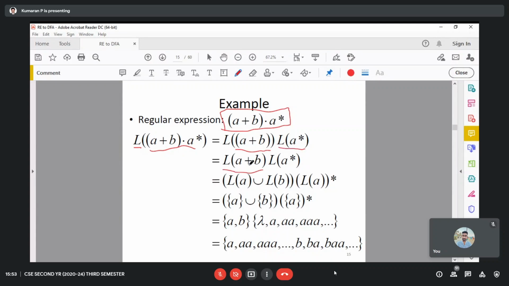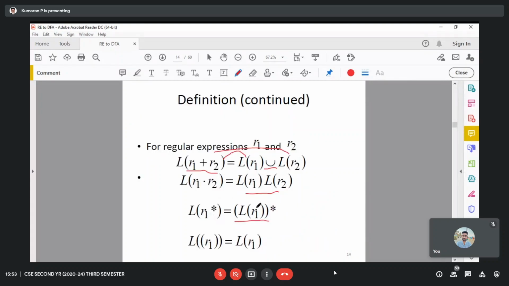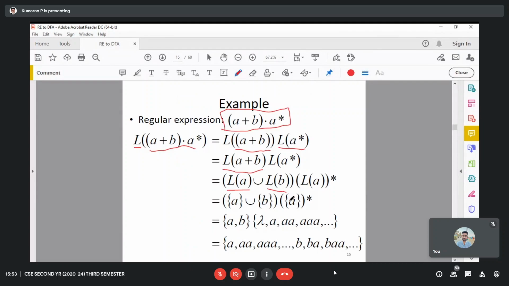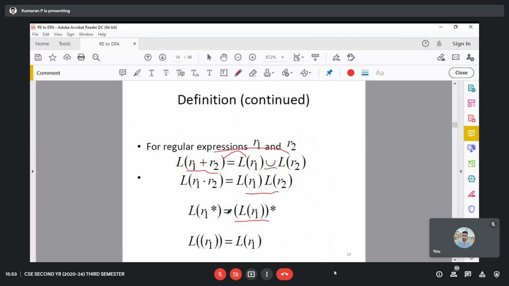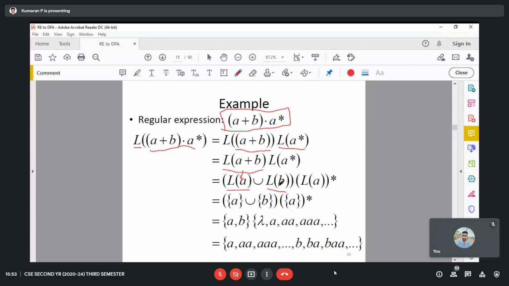And between these two, what operation do I have? Concatenation operation. Then L of a is a separate component, L of b is a separate component, with a union between them. Then what is L of a star? L of a star will be written like L of a whole star. What is that meaning? All combinations of a. Now I can come to the left hand side. L of a is what? Only one input. One input means what is the answer? A alone. The same way L of b means what? Only one input. B alone. Union of these two, what? A comma b. So this is a separate component.